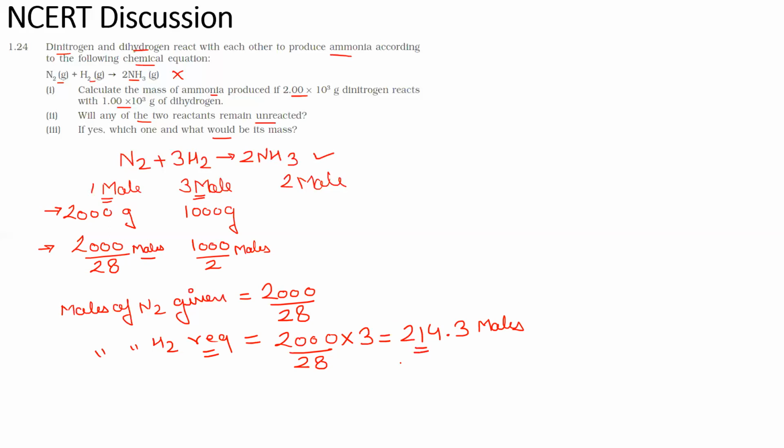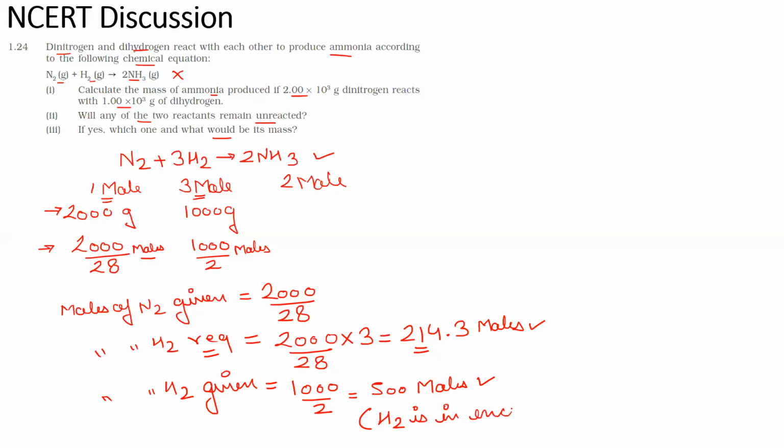Okay, now the moles of H2 given is equal to how much? 1000 by 2. Moles of H2 given to us is 1000 by 2. This is equal to 500 moles. Okay, so this is the required mole, this is the given mole. So can we conclude that H2 is in excess quantity? Can we conclude this, that H2 is in excess quantity?